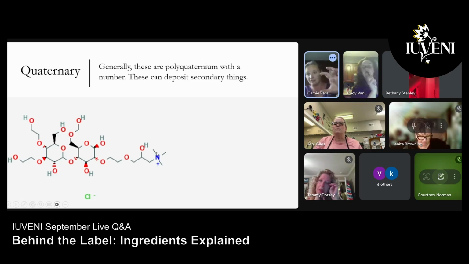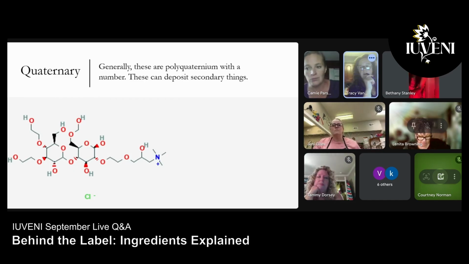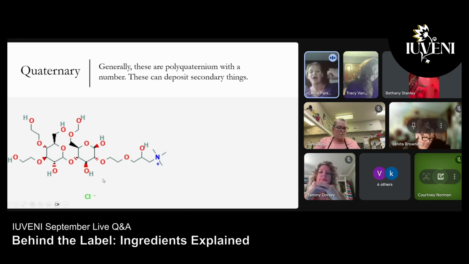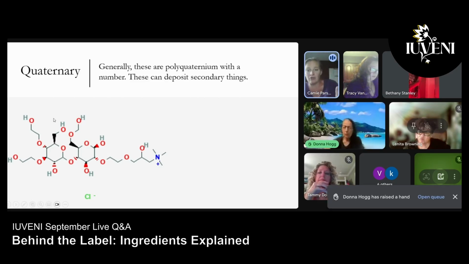They will deposit things. But does this build up? Do polyquats build up in the hair? No, generally not. Because can you see all the OHs? Everywhere there's an OH, that will be attracted to water. So I cannot make a blanket statement, but generally, no, polyquats don't. Look them up, see what they are. There's a huge amount out there.